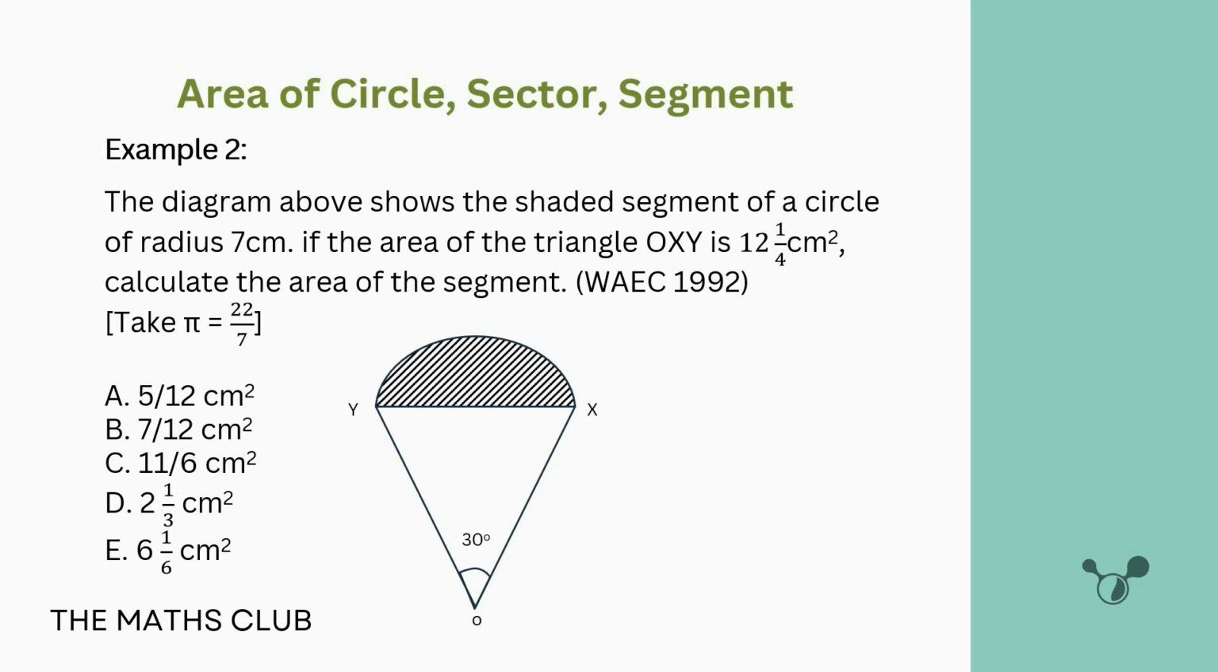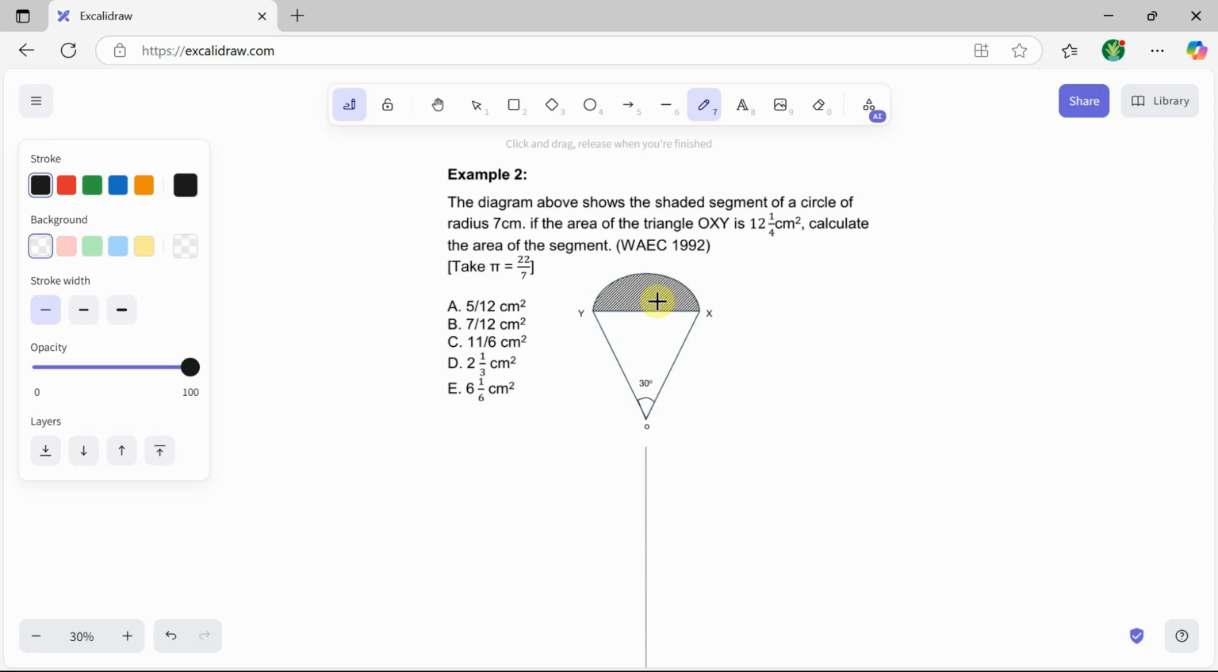Welcome back. Let's look at it together. So we know that the area of the segment is the area of the sector minus the area of the triangle. We've established that before. So what is the area of the sector? Area of the sector is theta over 360 times pi r squared minus area of the triangle.